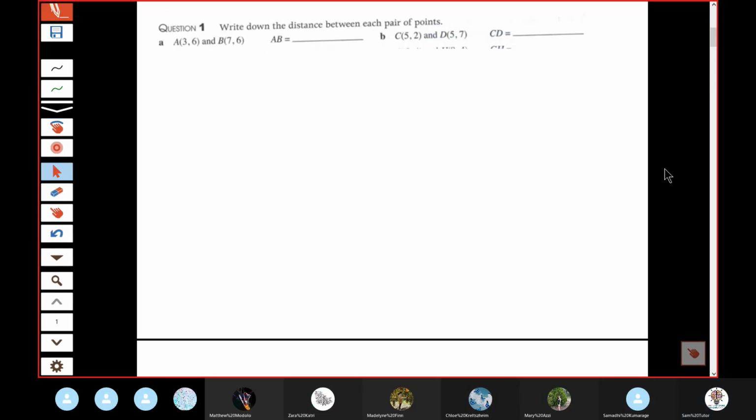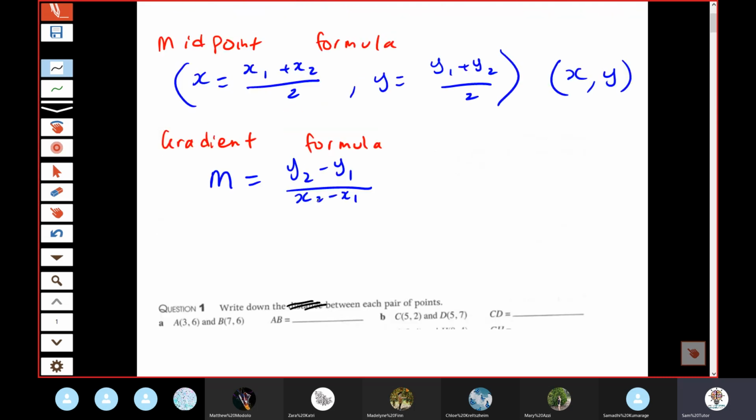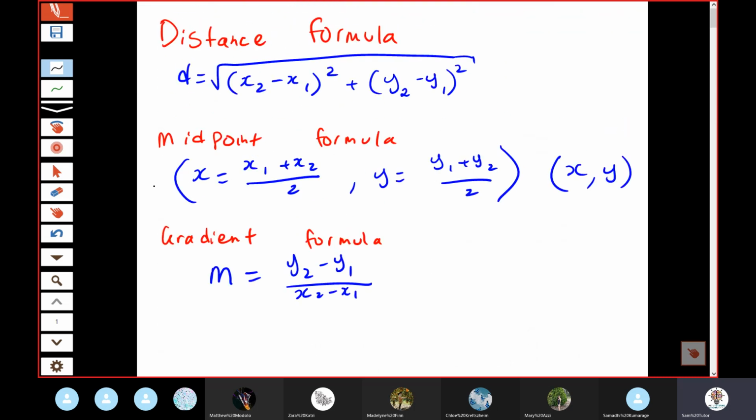Okay. We're actually not going to just find the distance. We're going to do all three. We're going to do the distance, gradient, and midpoint. Here are your distance, gradient, and midpoint formulas. All right, let's read this.